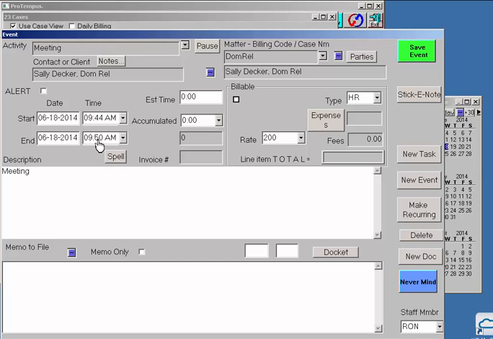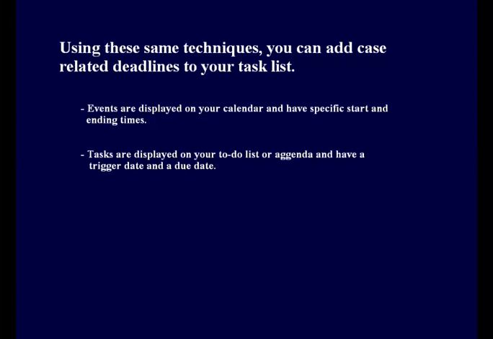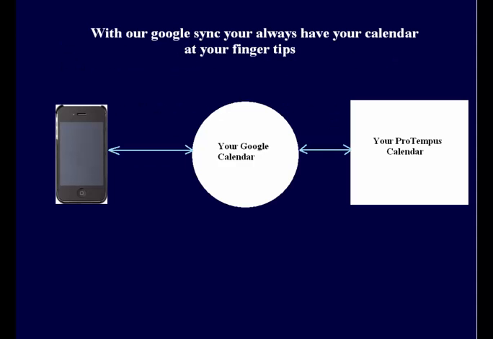You can also use all of these options to add specific tasks to your to-do list. Creating tasks and events for a given case uses the same window. Both can be made billable and added to a client's invoice. The main difference to remember is that tasks show up on your agenda, or to-do list, and events are displayed on your calendar.